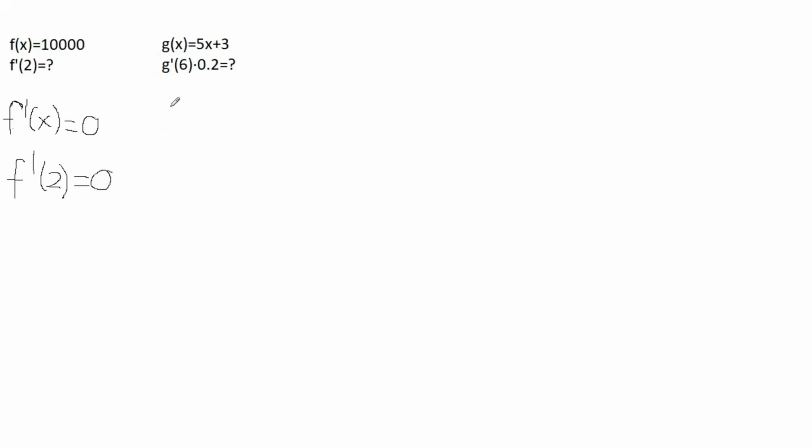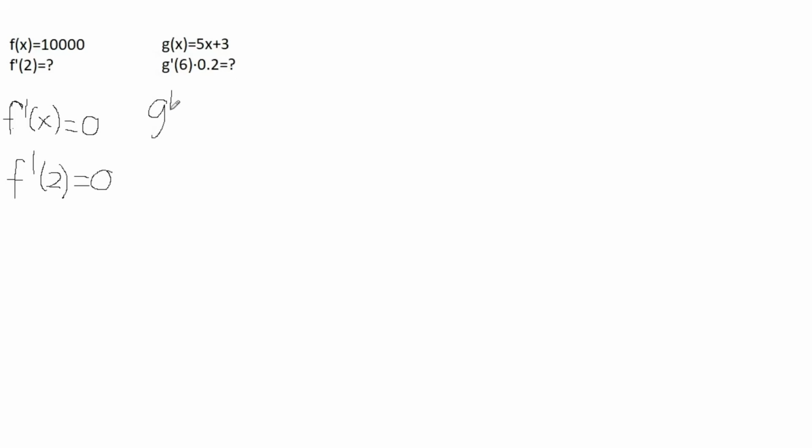But let's get started on the next one. So, we have g of x equals 5x plus 3. Then we are trying to figure out the derivative of this function at 6 multiplied by 0.2. And what does that equal? Well, first off, we have to find the derivative of our function first.